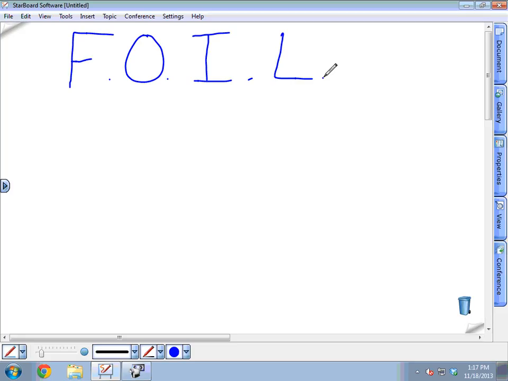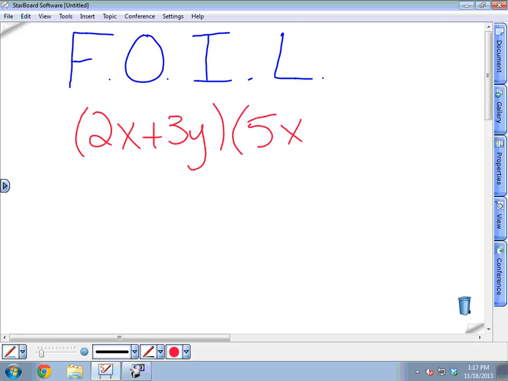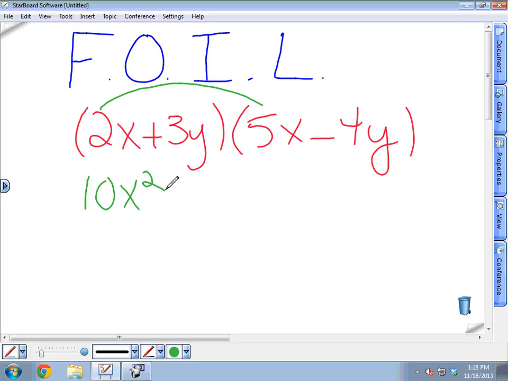And example 1 gives us a couple binomials. 2x plus 3y being multiplied by 5x minus 4y. And so when I multiply my first terms, I get 10x squared. When I multiply my last terms, I get minus 8xy.